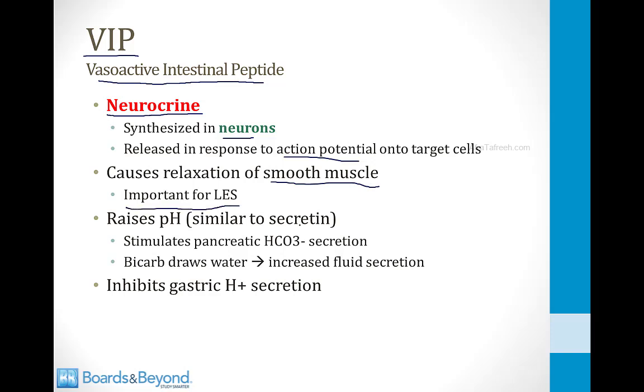And then its other effects are similar to secretin, and we mostly know about these from patients who have rare VIP secreting tumors, which I'll talk about in a minute. So VIP can raise the pH in the intestines by stimulating pancreatic bicarb secretion, just like secretin. Bicarb draws in water, just like we talked about with secretin, and this can increase fluid secretion coming from the pancreas. In addition, also similar to secretin, VIP can suppress gastric H+ secretion. And we know this because people who have VIP secreting tumors lose the acid production in their stomach.